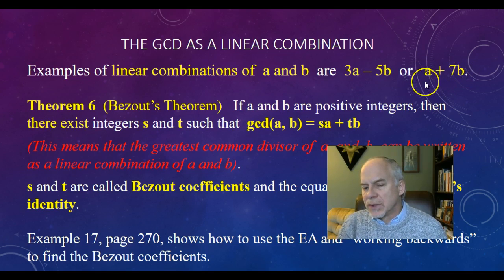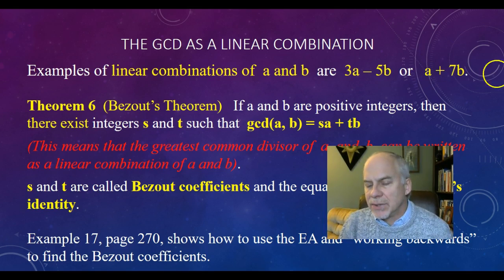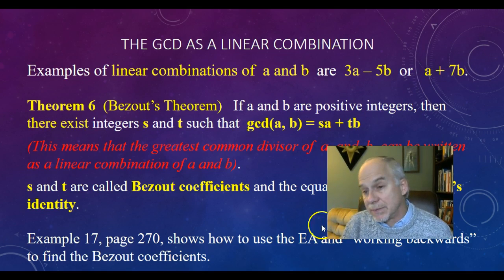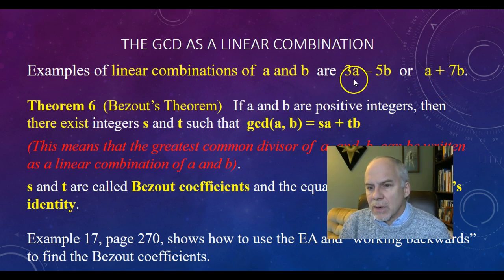So the coefficients in front of a and b could be positive or negative integers, but it's a linear combination of a and b. Now it's possible that the coefficients are 0 too, but that's not going to be something we're going to be looking at, but it's possible to have the coefficient be 0 for one of them. All right. Now, theorem 6 is an important result.